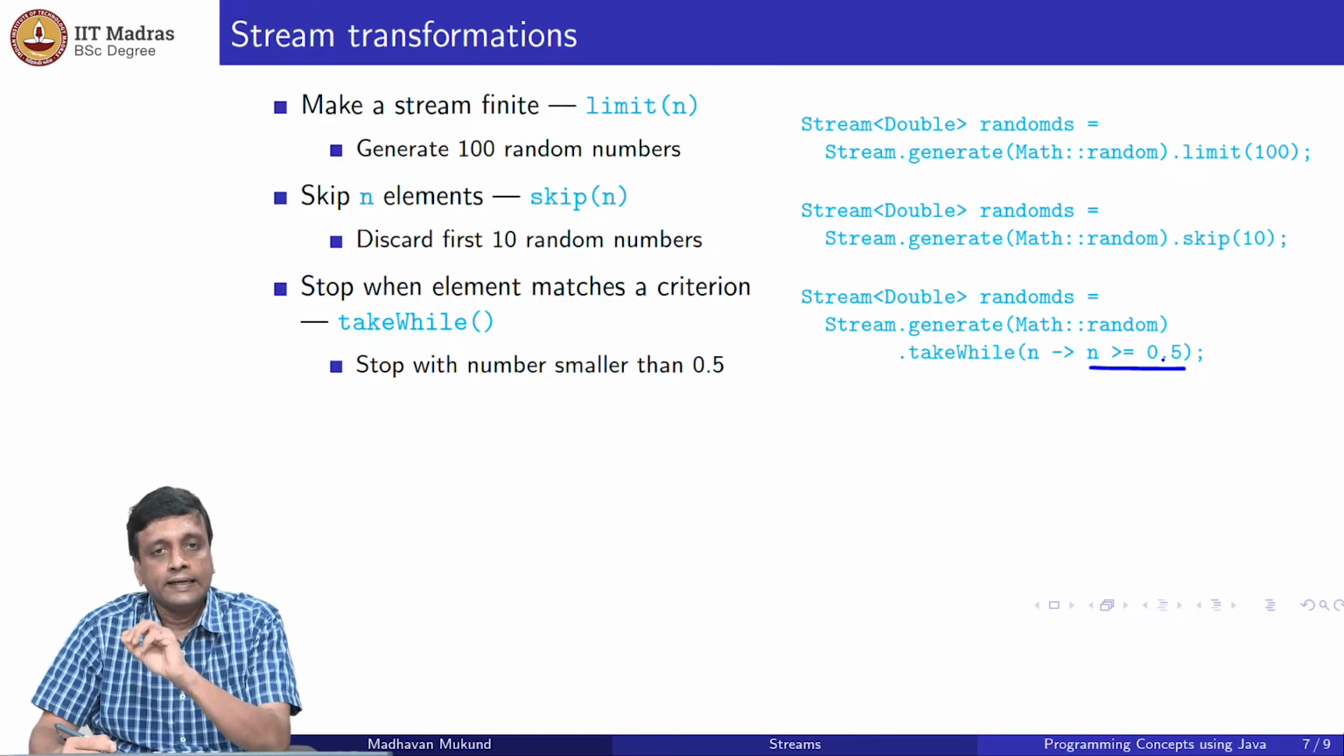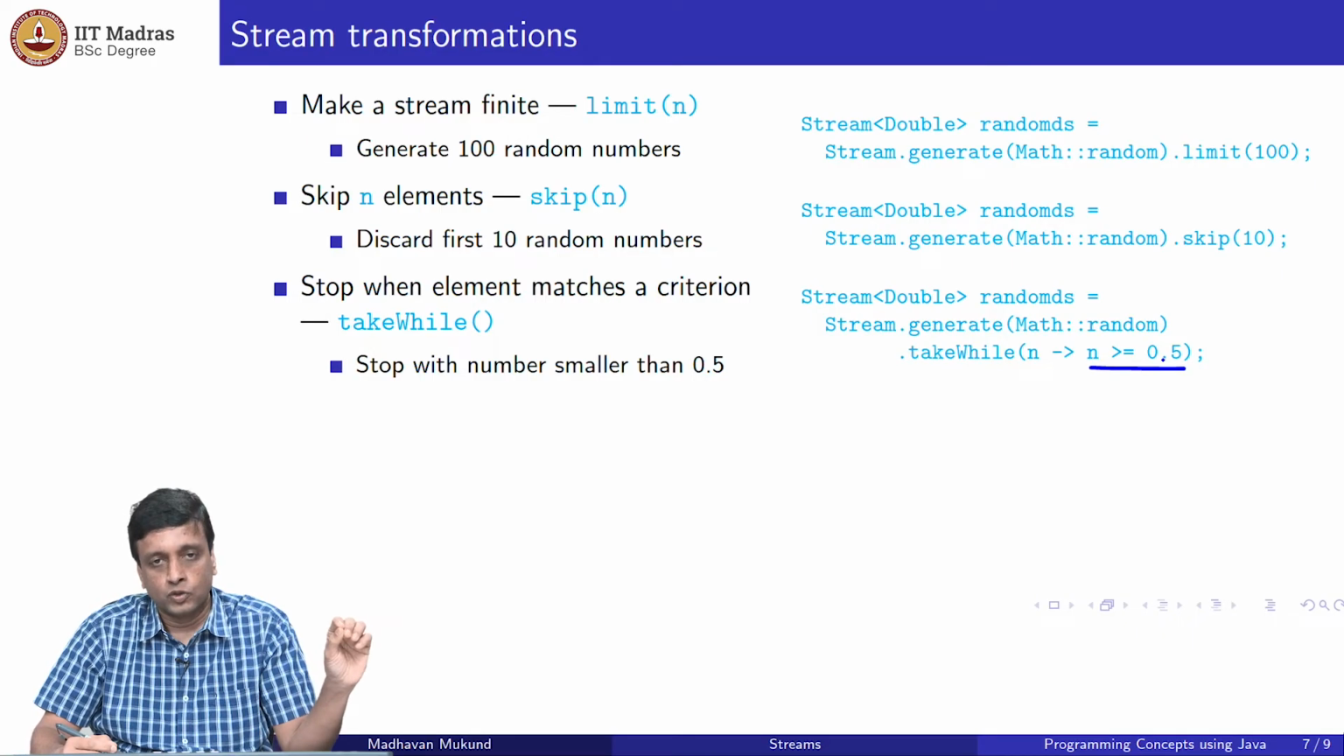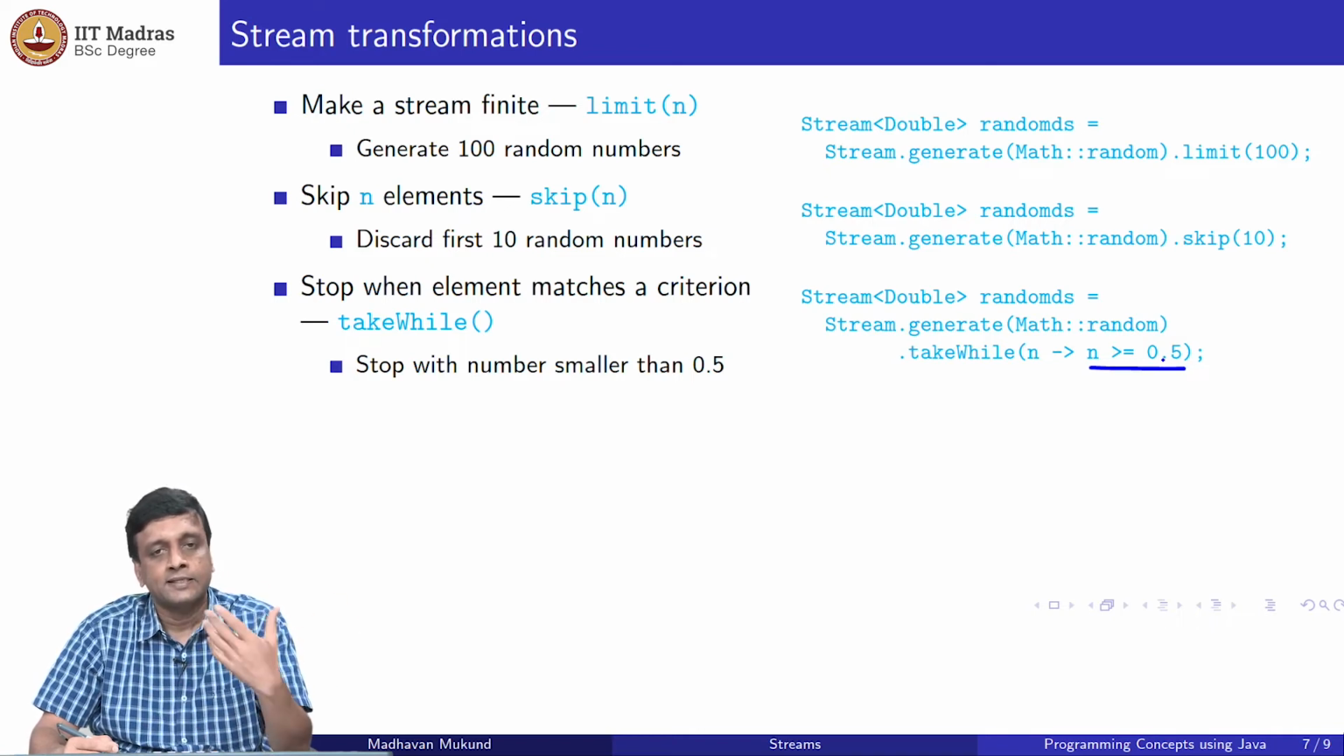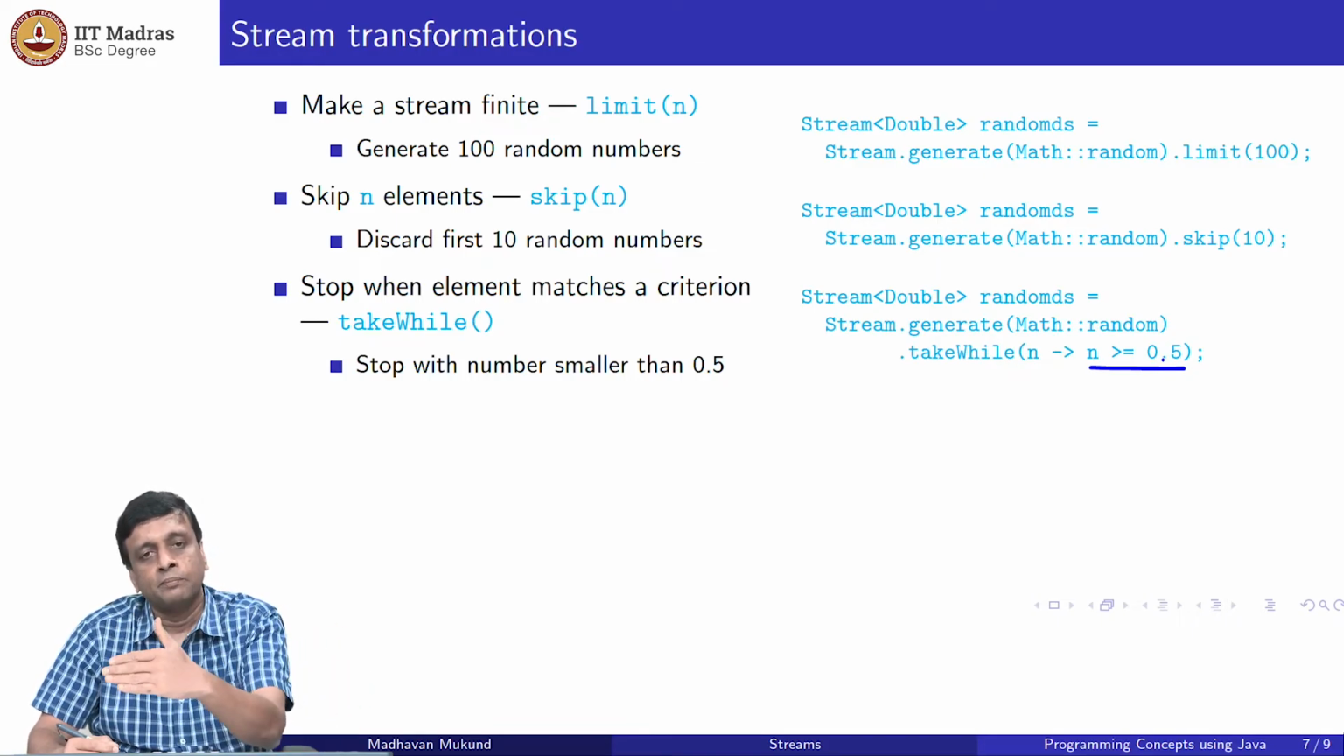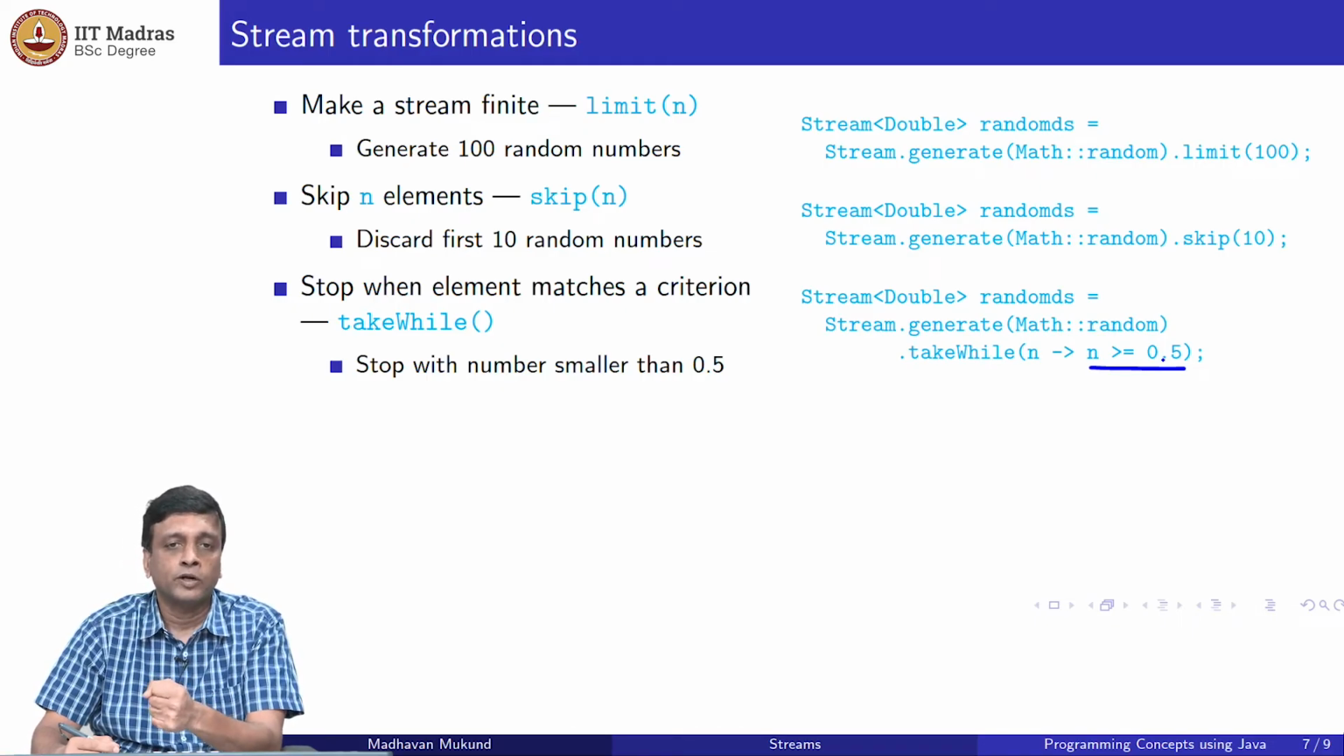So it says take while the predicate is true. Like any while loop, while condition, do something. While this predicate is true, keep accepting things in the stream. The moment the predicate becomes false, stop. So long as you are producing numbers bigger than or equal to 0.5, you will continue. The moment you see a number which is smaller than 0.5, you will stop.